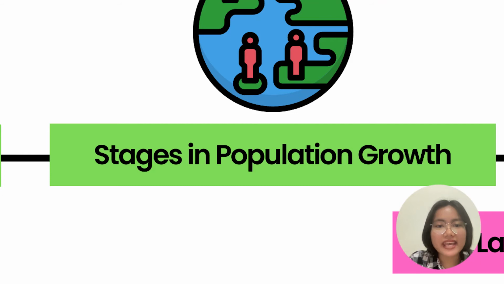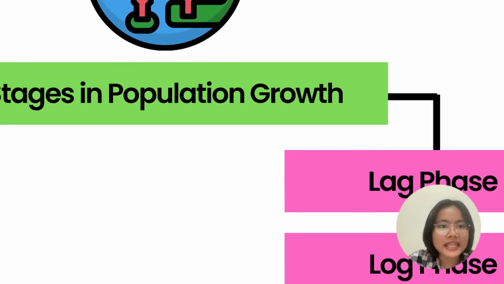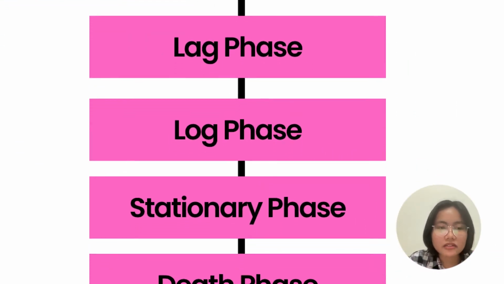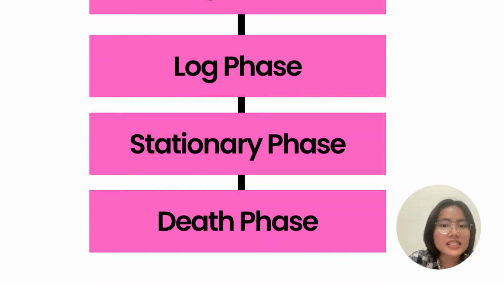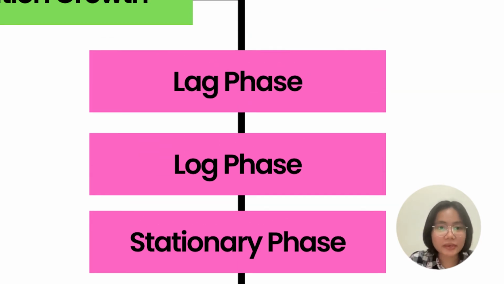Population growth is divided into stages, namely the lag phase, the log phase, the stationary phase, and the death phase. Let us run through these phases one by one. In the lag phase, the population is just getting started, meaning that the population size is trivial, while resources are high. As the population enters the log phase, its growth rapidly increases as they also rapidly use resources.